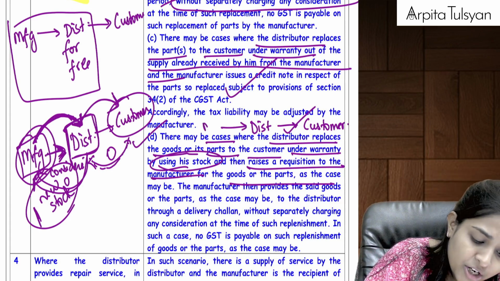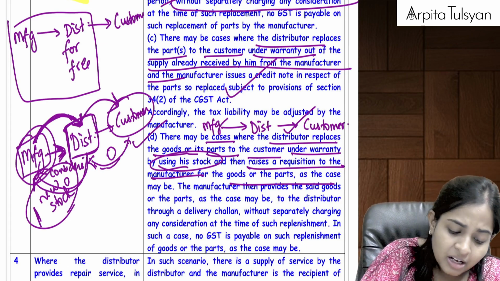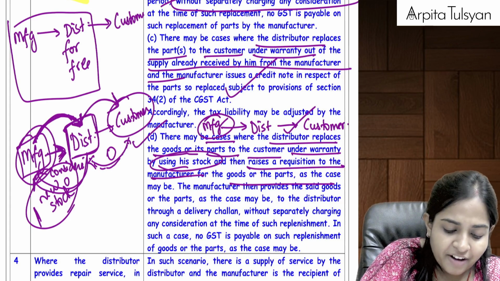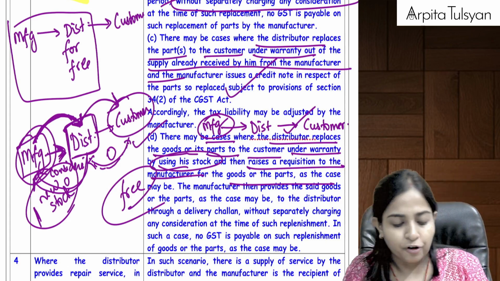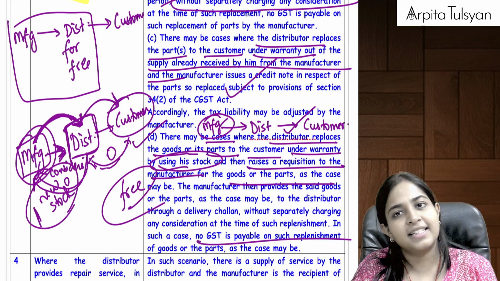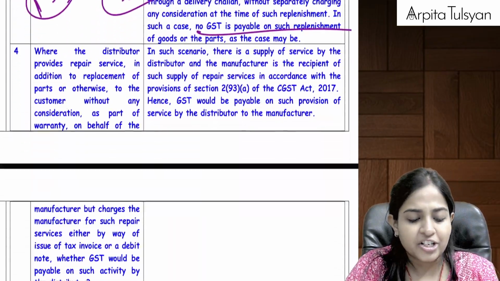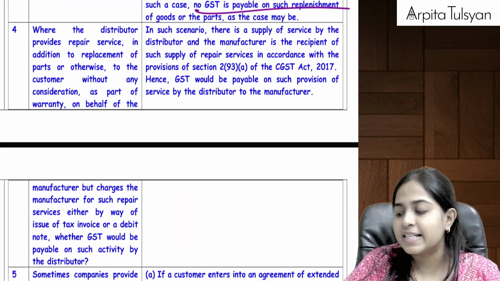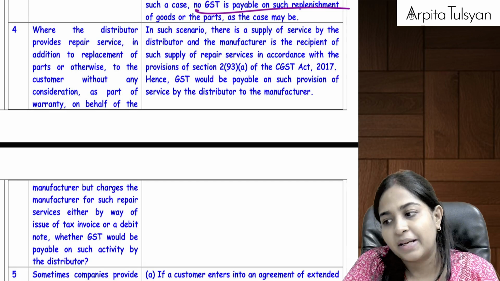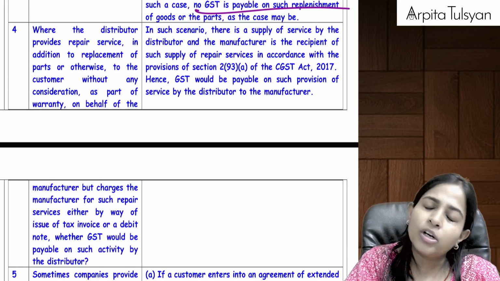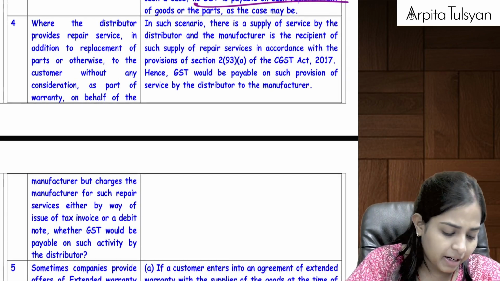Then the distributor takes that part from the manufacturer, and if the manufacturer is giving it to the distributor for free, then again there will be no GST paid. So basically, the ultimate conclusion is going to remain the same. If there is no consideration involved, then there will be no GST applicable. But if there is a consideration involved, then there will be GST applicable.